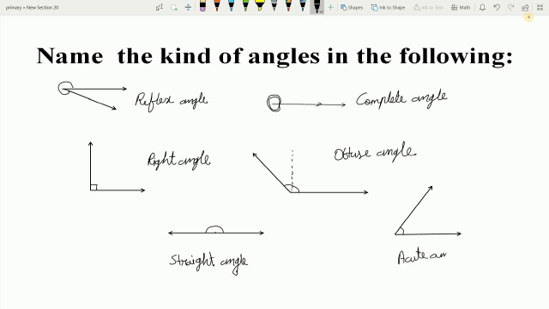And the last one is acute angle. So students, this is how you can identify and classify the given angles. I hope your concept is clear.